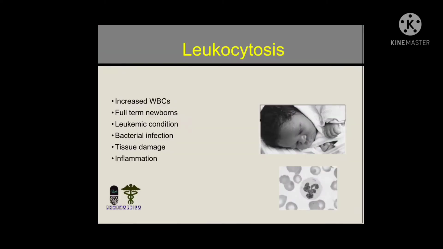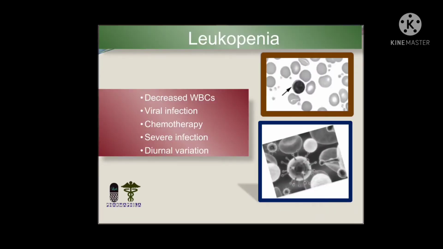What is leukocytosis? As the name indicates, cytosis means an increase in any cell count. So leuco means obviously there is an increase in the leukocyte count, and the leukocytes are the WBCs. So increased WBCs. Some causes of leukocytosis are full-term newborns, leukemic conditions, bacterial infections, tissue damage and inflammation. You can easily interlink leukocytosis and leukopenia if you attend the assessment.